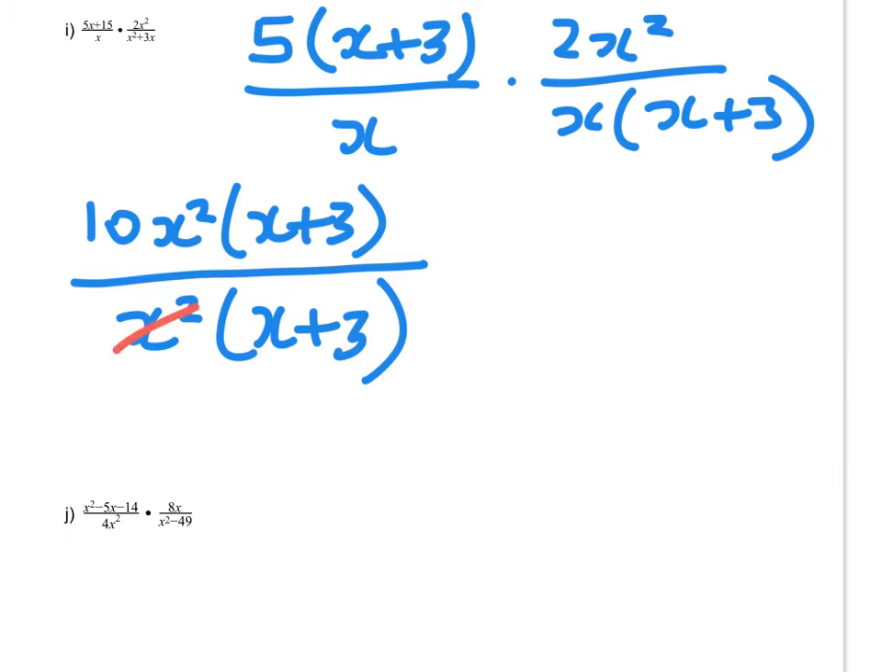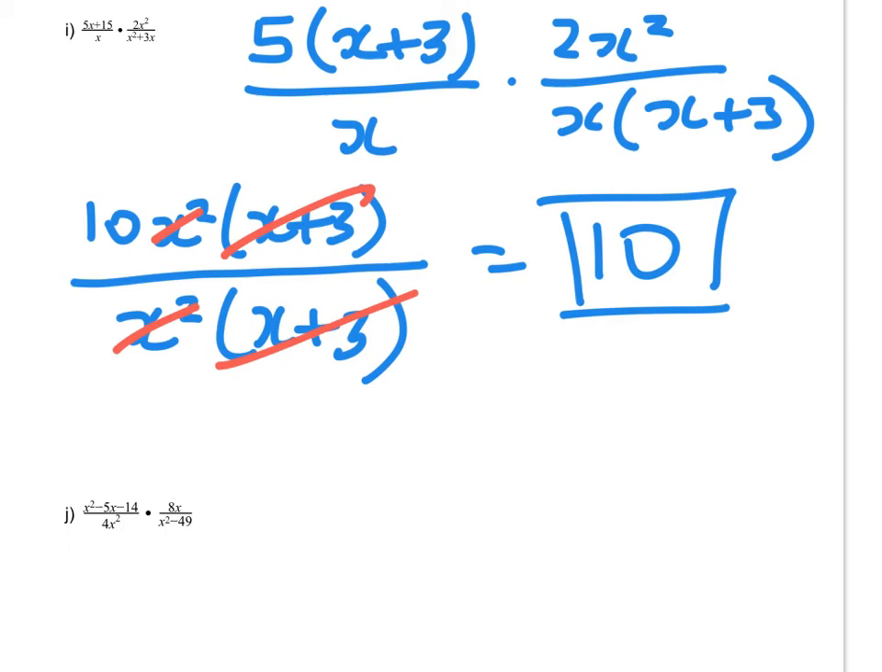So look, x squared is a factor of top and bottom, it cancels. X plus 3 is a factor of top and bottom, it cancels. And I'm left with 10 as my answer. Now you might say, why is that a level 4? There is the extra step of having to factor it out, and that will become progressively more difficult, as you'll see. So let's continue.